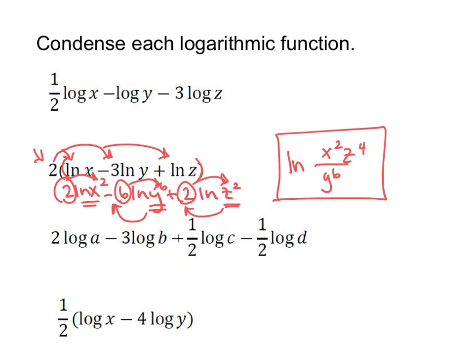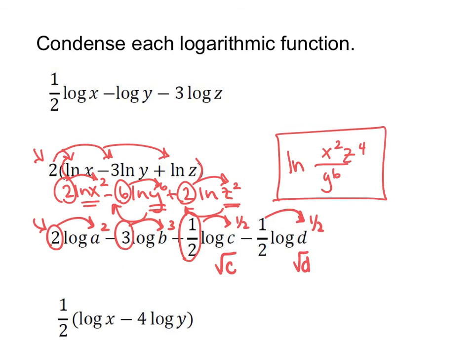And let's also do this one right here. And then if you want to try the other two, you can. This will act as a power, so that's going to make that squared. Likewise, that acts as a power. This also acts as a power, but I'm not going to write that as c to the 1/2. I'm going to write that as the square root of c. Likewise with the d, not d to the 1/2, it's the square root of d.